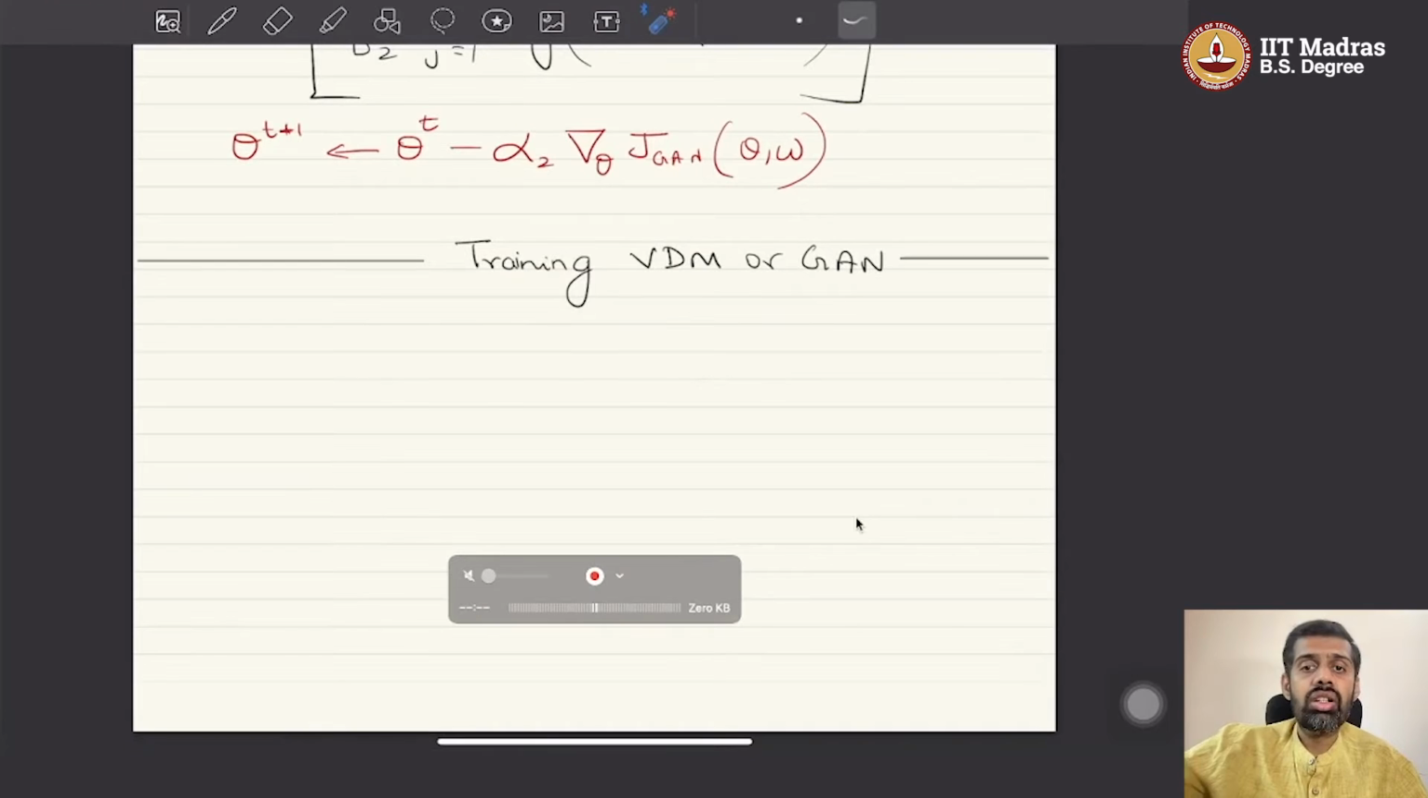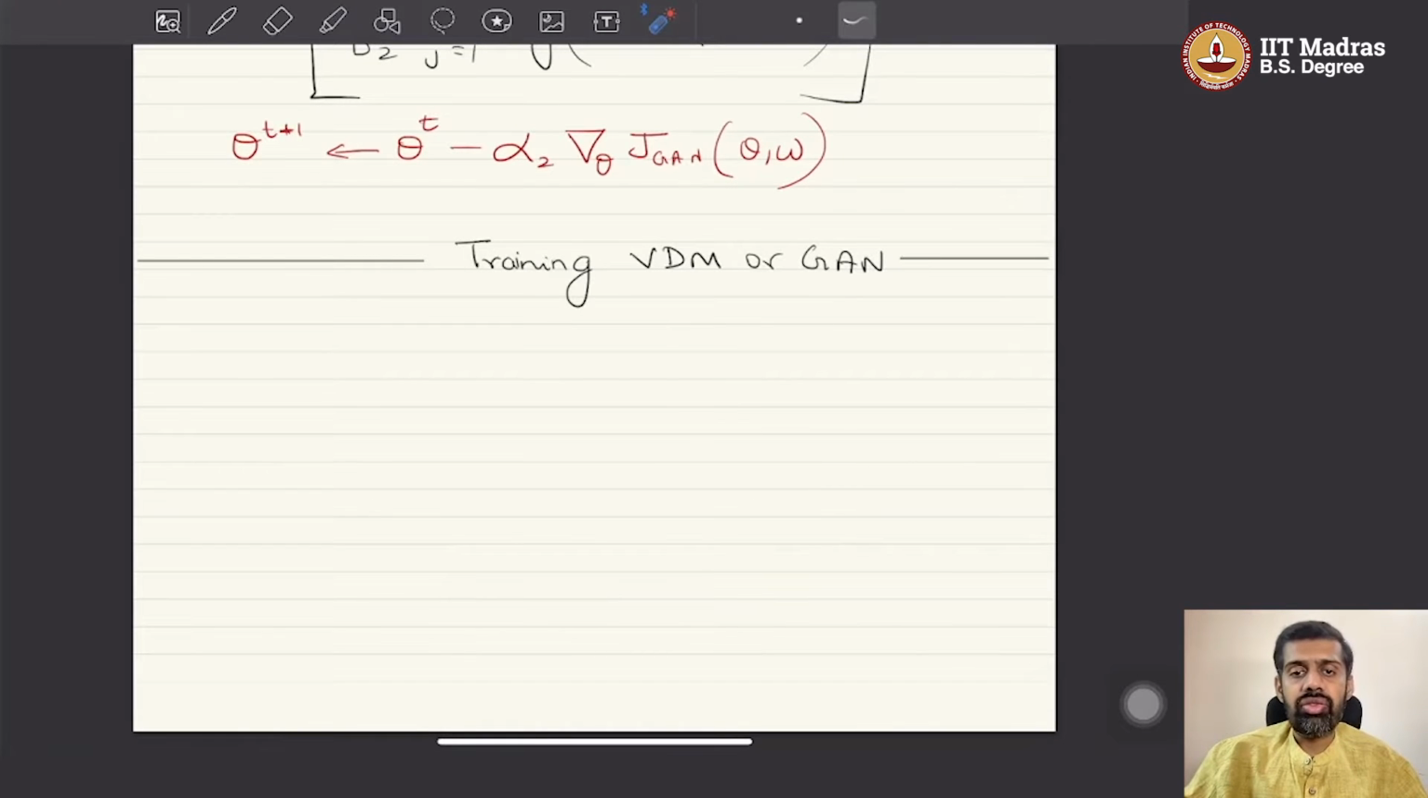Hello everyone. Welcome to this module of the Generative AI course. In the previous session, we looked at how to train a generative sampler using the variational divergence minimization algorithm. We also looked at a special case of VDM methods, which was called the generative adversarial network. In this session, we will continue from there, and the objective of this session is to look at some of the improvisations over the naive generative adversarial network.